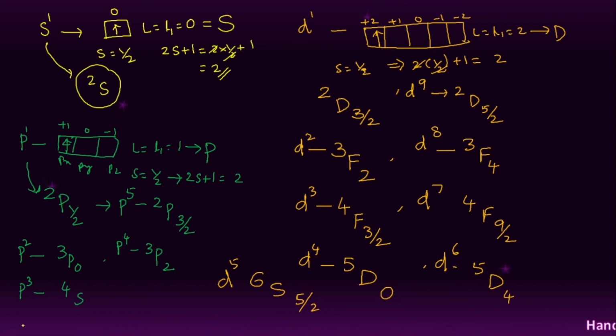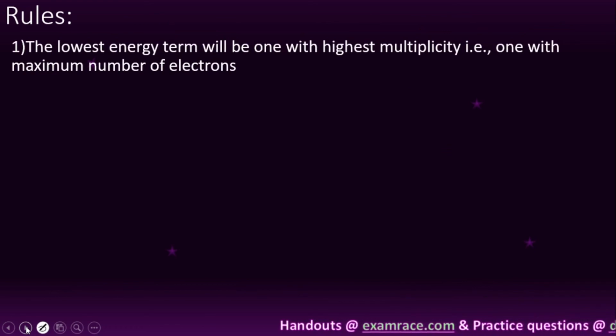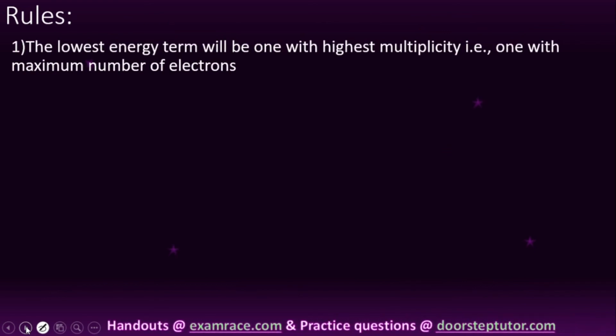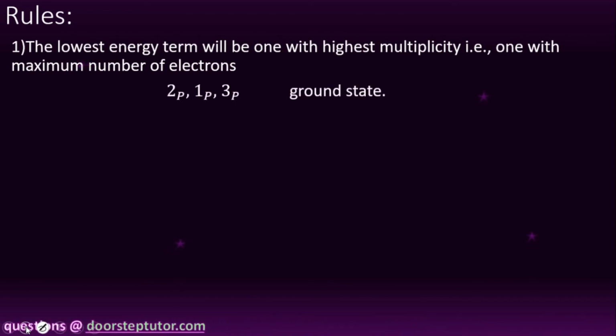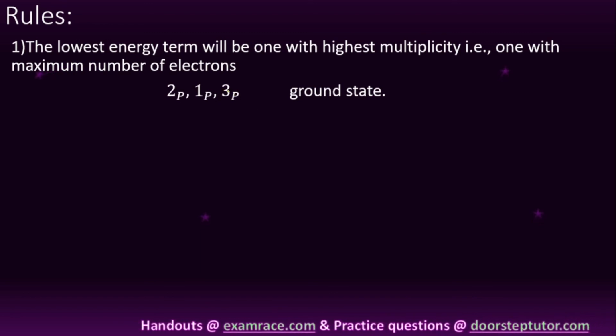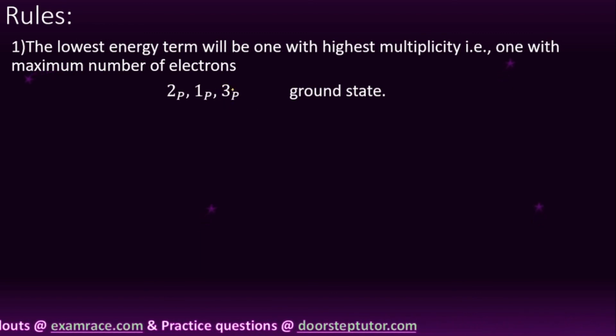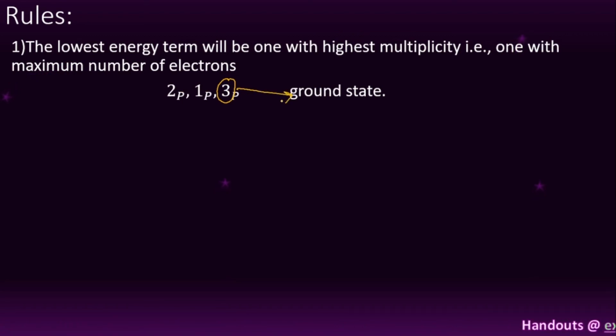We will discuss the rules one by one. Rule number one: the lowest energy term is the one with the highest multiplicity, that means the maximum number of unpaired electrons. Here you can see different terms for one configuration, that is 2P, 1P, 3P. Which term is the ground state? The highest spin multiplicity is the ground state. Here 3 is the maximum, so the term with the maximum spin multiplicity is the ground state term. That is rule number 1.